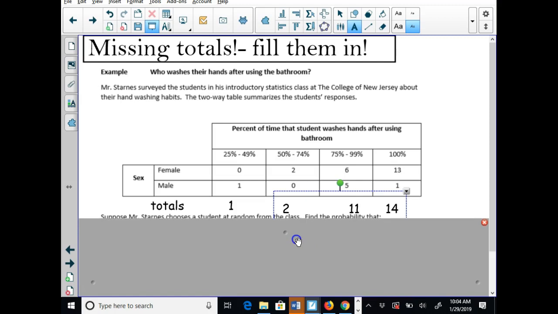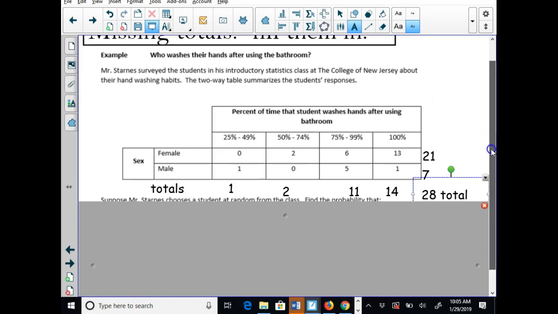We also have to figure out how many females we have and how many males we have. So we have 2 plus 6 is 8, okay, and 8 plus 13, well, that's 21. And then we have 1 plus 5 is 6, and 6 plus 1 is 7. And then down here, we have a grand total of 28 students. So we're going to write that right here. Okay, now we're going to ask different questions based off this two-way table.